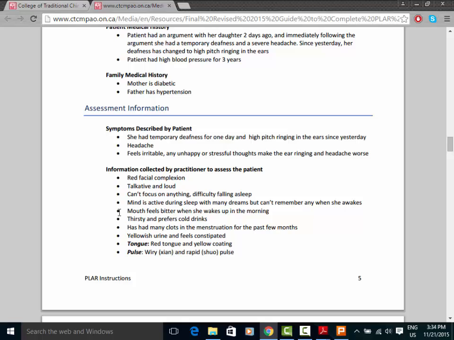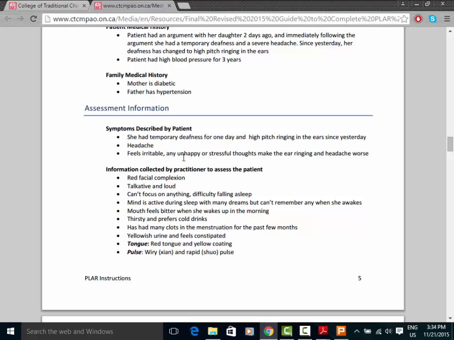Either exterior or from liver yang rising, liver fire, right? So both of these will cause acute deafness with headache, right? So the differential is now, okay, which one is it? Already I read one line, I know it's one of those two. At least, pretty sure that it's one of those two.